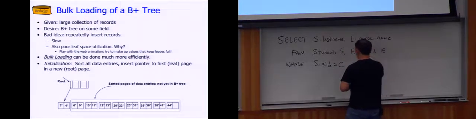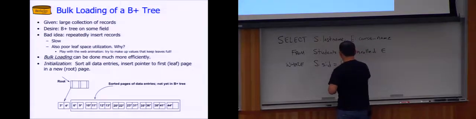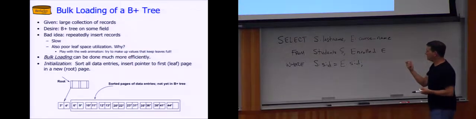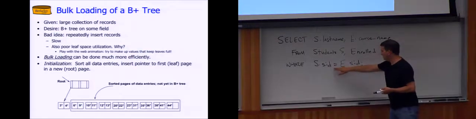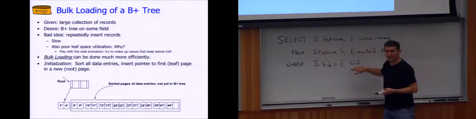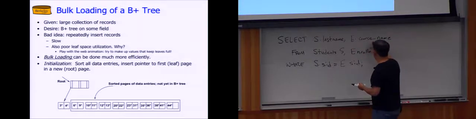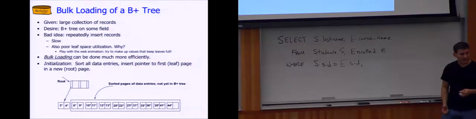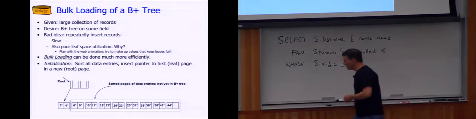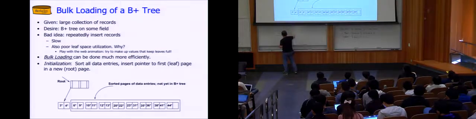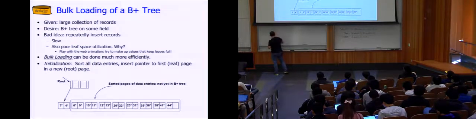Enrolled E equals E dot SID. So I want to find all pairs of students and enrollment records where the enrollment record is about that student, right? And I want to know for each one the last name of the student and the name of the course they're enrolled in, okay? So I'm going to do this with an index-nested loops join, and I'm going to have an index on the enrolled table on that SID field, all right?